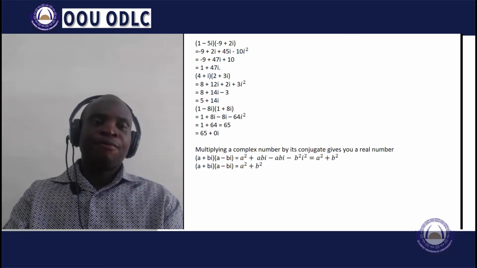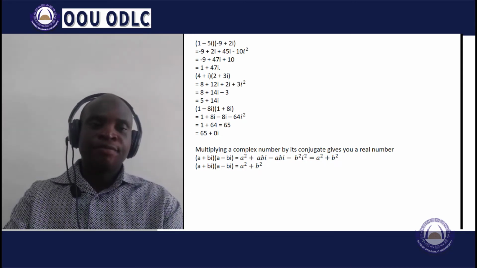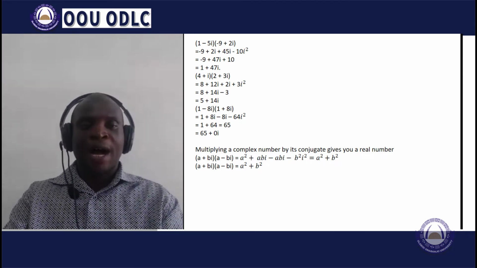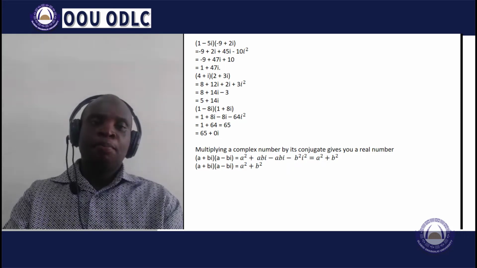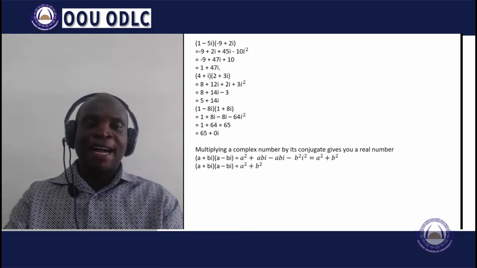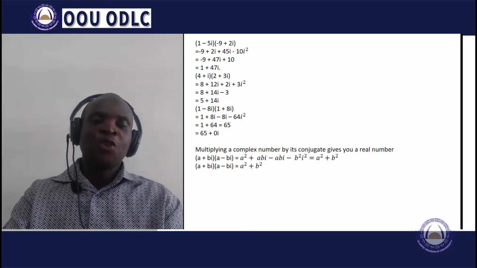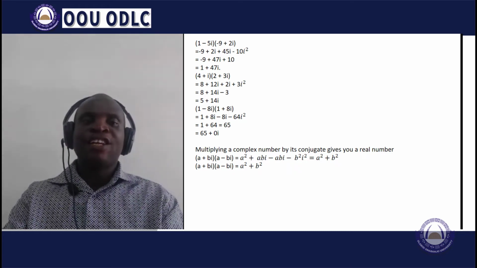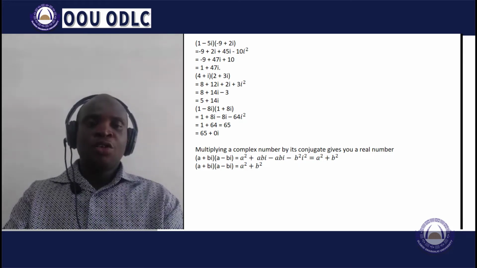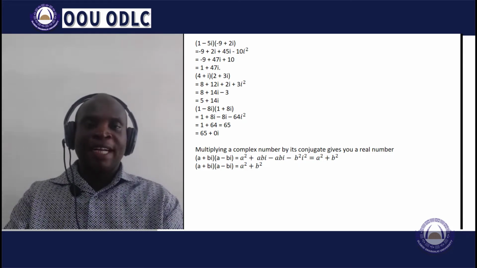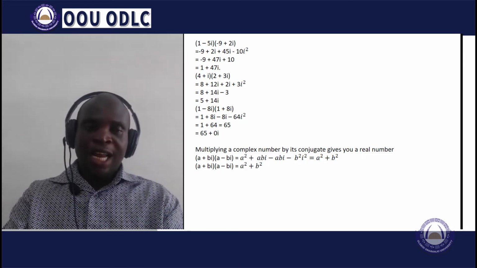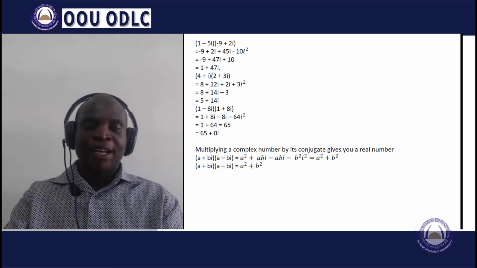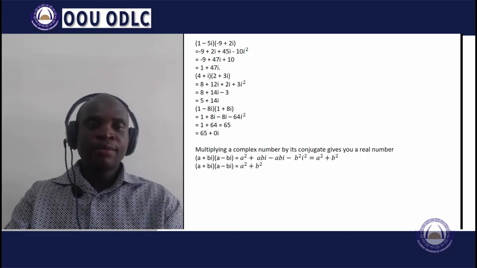So we have 8 plus 14i, because 12i plus 2i will give us 14i. Then plus 3 into bracket minus 1, which will give us 8 plus 14i minus 3. So you combine real to real, imaginary to imaginary. So that would be 8 minus 3, which is 5, plus 14i.